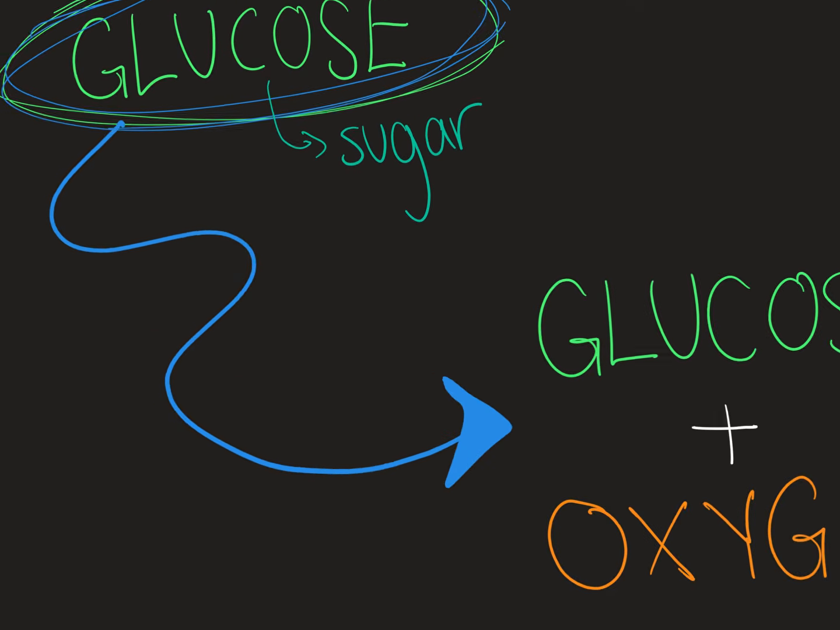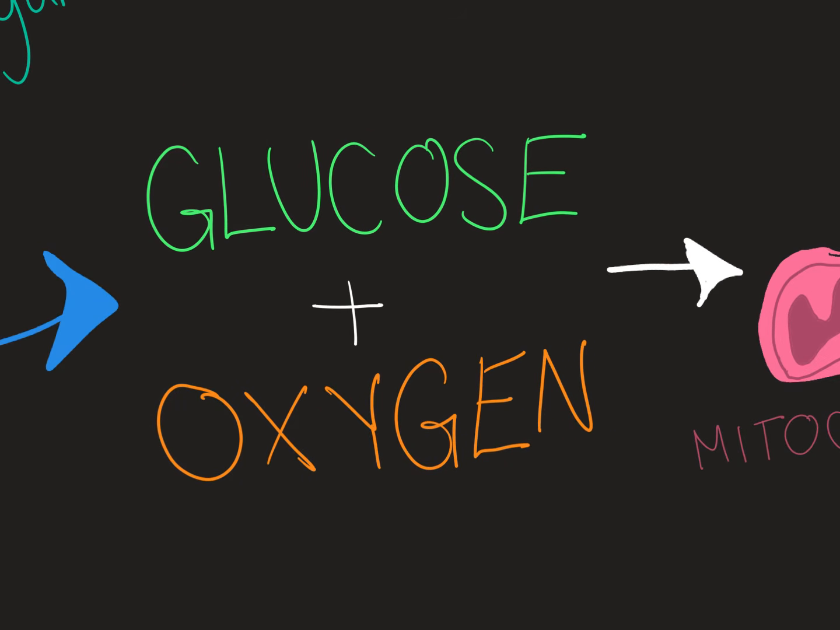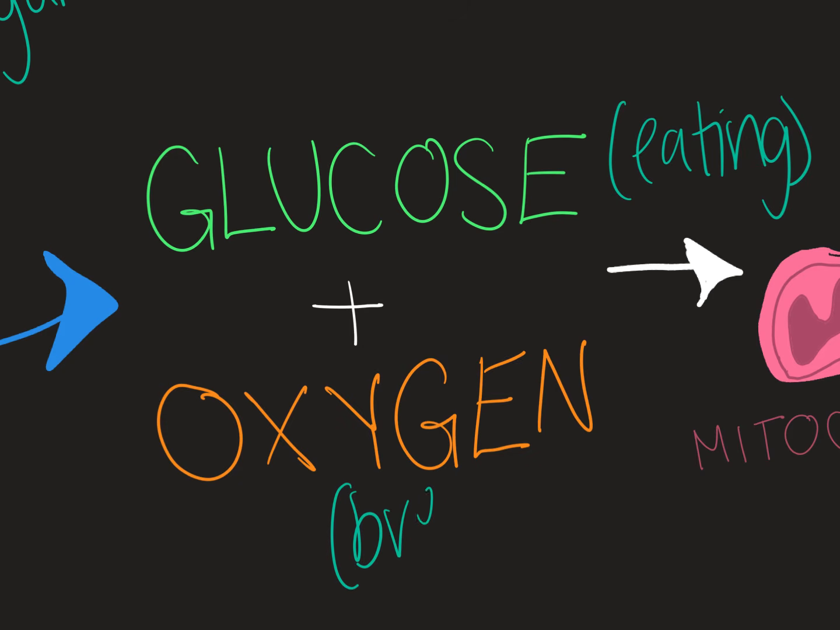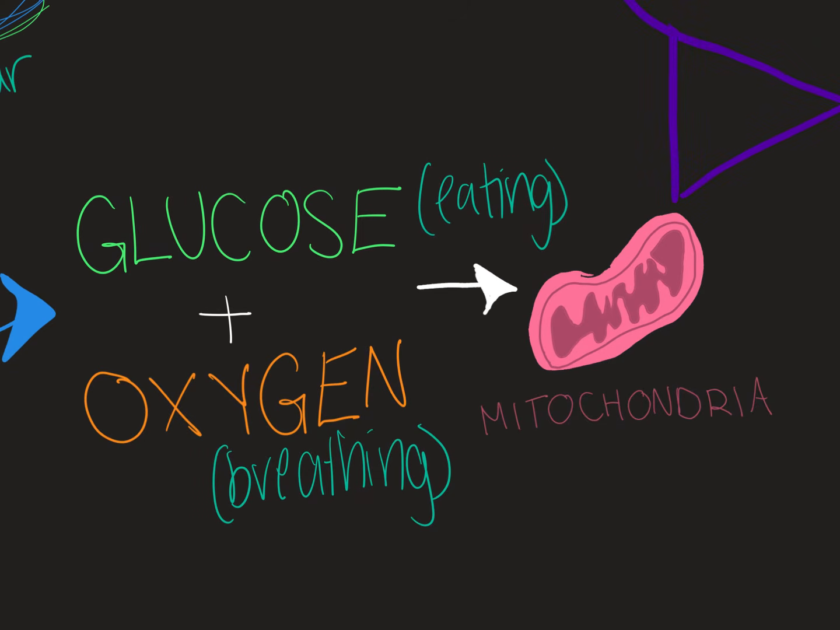So that glucose goes into the body and it combines with oxygen. You guys probably know we get oxygen from breathing in the air around us. So we get glucose from eating, and we get oxygen from breathing. And those things combine together in our body, and they go into a special part of our cells called the mitochondria.